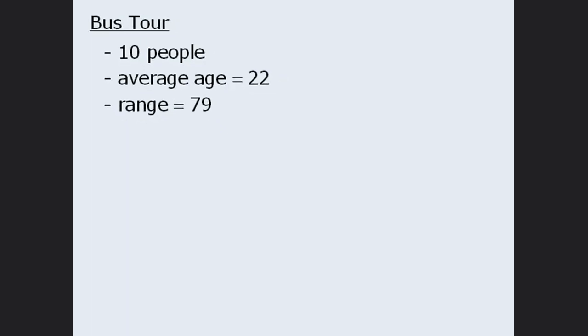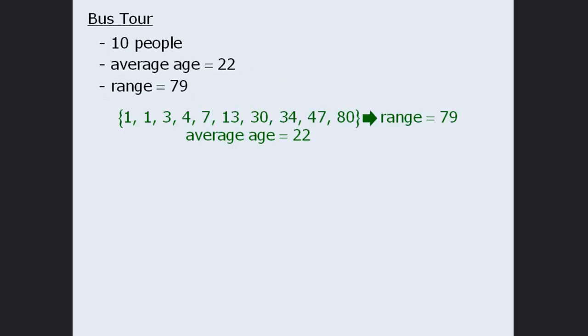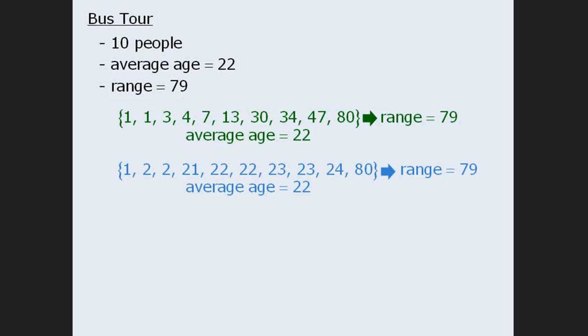Given this information, the ages could look like this, or possibly like this. Both sets of numbers here have an average of 22 and a range of 79, but as you can see, the sets are quite different. So the problem with range is that it only tells us about the extreme values in the set. It doesn't tell us anything about the numbers in the middle.